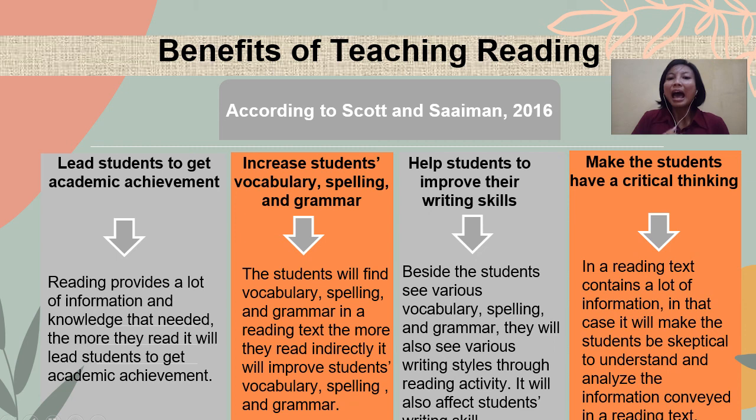The first one is reading can lead the students to get academic achievement. Reading provides a lot of information and knowledge that needed. The more students read, it will make the students can increase their insight. So because of that, it will improve their academic skill, and because of that, it will lead the students to get their academic achievement.